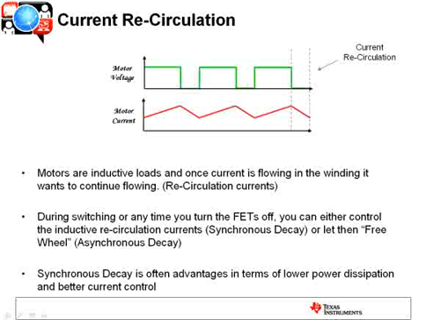There's a couple different options. One is to basically do nothing and let the current just freewheel. And what that means is the inductive current is going to flow through the body diodes of those FETs, completely uncontrolled. Or you can use a synchronous decay method where you actively turn on the FETs in certain ways to control how that recirculation current flows. And there are some definite advantages to using a synchronous decay in terms of much lower power dissipation and also much better control over that current.